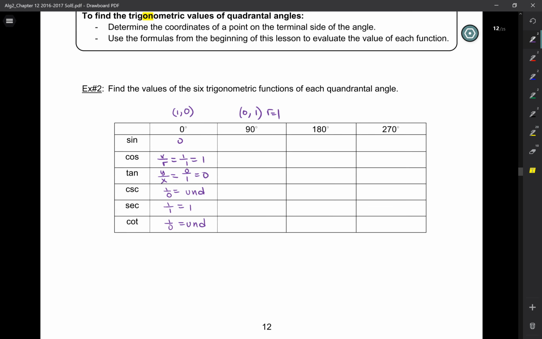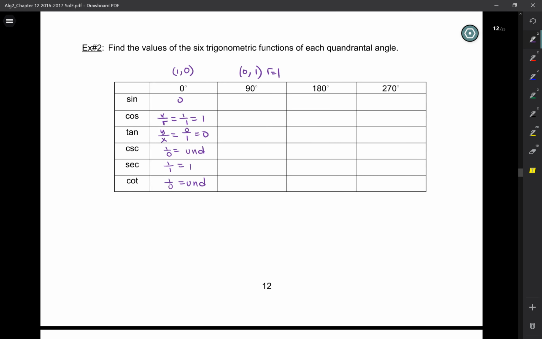Okay, so now, how much would the sine be? It's y over r, so it's 1 over 1, which is 1. The cosine is x over r, 0 over 1 is 0. Tangent would be y over x, 1 over 0, that's undefined.